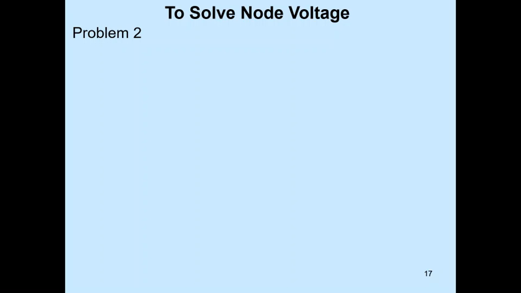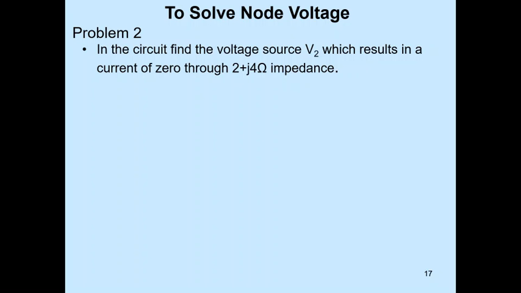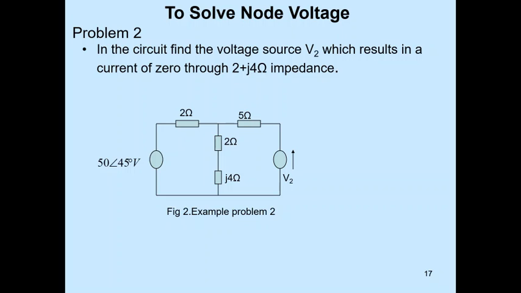Now I am going to take another problem. See the problem here: in the circuit, find the voltage source V2 which results in zero current through the 2 plus j4 impedance. There are two voltage sources. We have to find V2, and the condition is that the current through 2 plus j4 is 0.